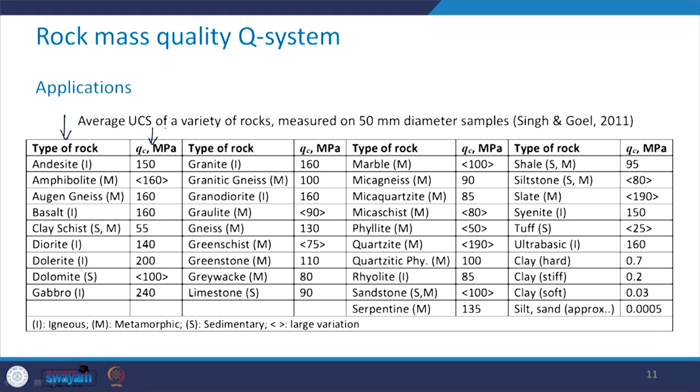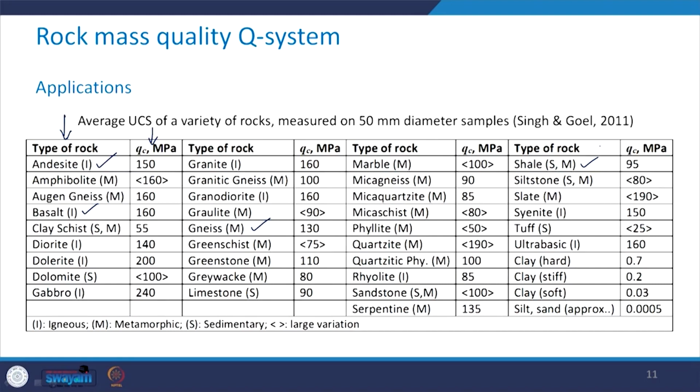The letters in the brackets like I, S, M, etc. stand for: I for igneous rock, M for metamorphic rock, and S for sedimentary rock. That means andesite is an igneous rock, basalt is an igneous rock. Similarly, gneiss is a metamorphic rock, and shale can be sedimentary or metamorphic, and accordingly their values of the UCS have been given.